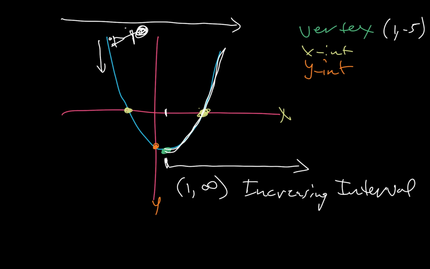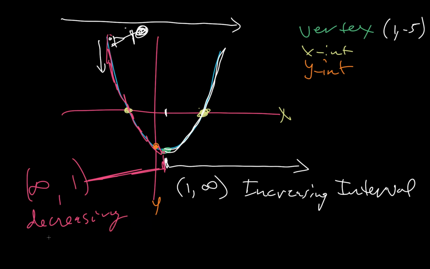Now, decreasing interval works very similar. This time we're starting out going downhill until we get to the vertex. And so we're going to start at negative infinity and then go to the vertex, where the x value is 1. So this would be the decreasing interval. And that's about it on that. Now, something that's important to remember is that anytime we hear interval, we're going to think x values.